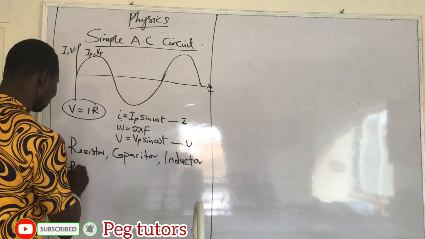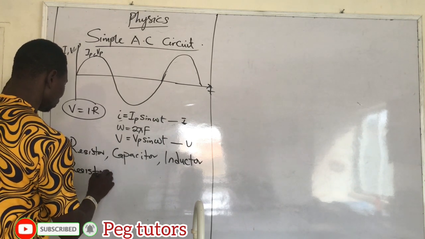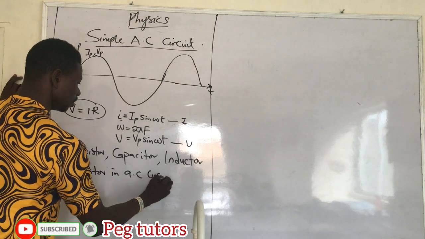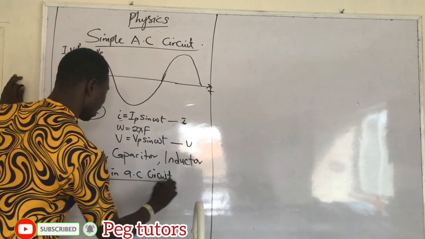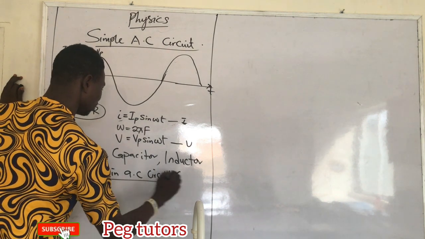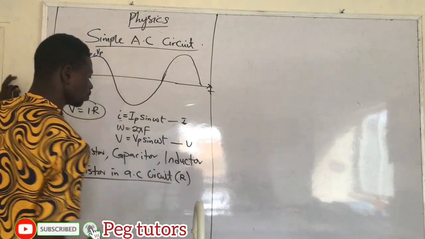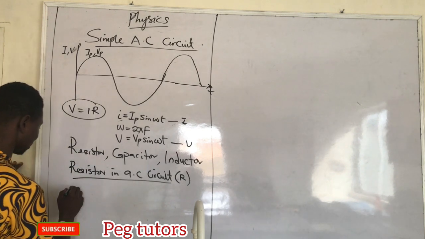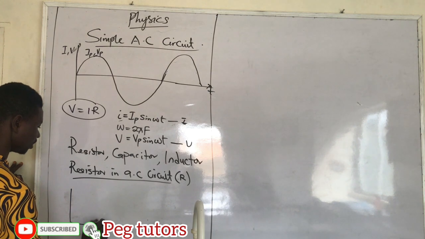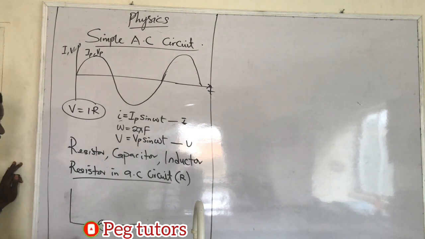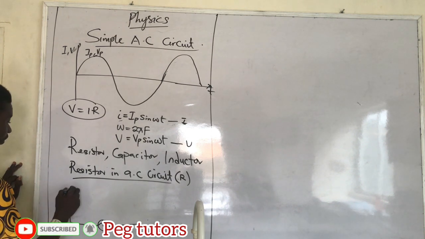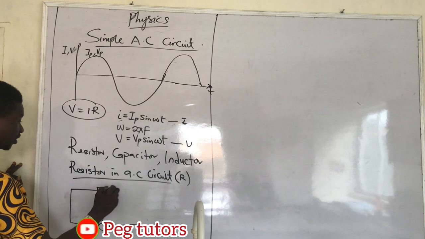So let me put resistor in AC circuit. Now, let us assume that in an AC circuit such as this, by the way, this is the symbol of an AC. So if you see any symbol like this, it indicates that this is an AC source. Now, this is our symbol of resistor.